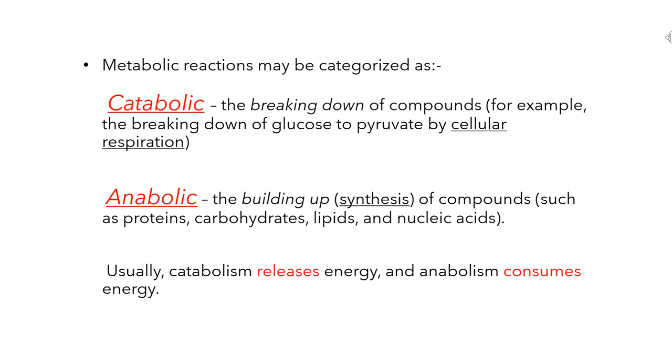Now we have pyruvate, and from that pyruvate we have to convert it to amino acids, or into another product, another complex compound. So this process is called anabolism. The building or synthesis of compounds such as proteins, carbohydrates, lipids, and nucleic acids from the already catabolized compounds is called anabolism.